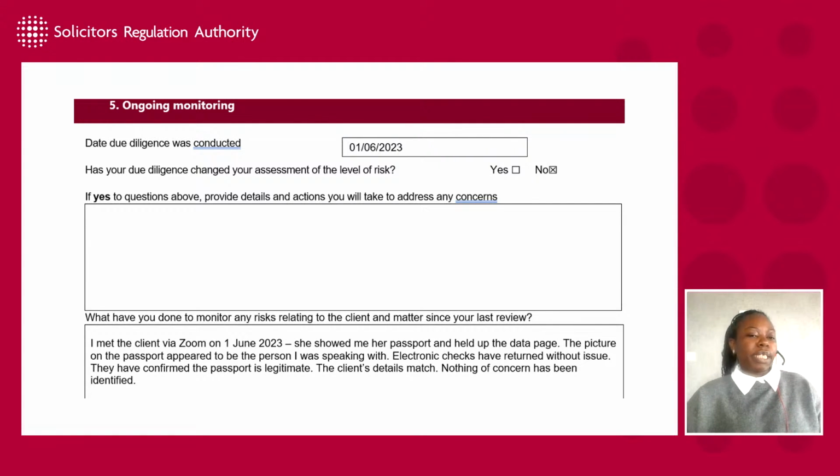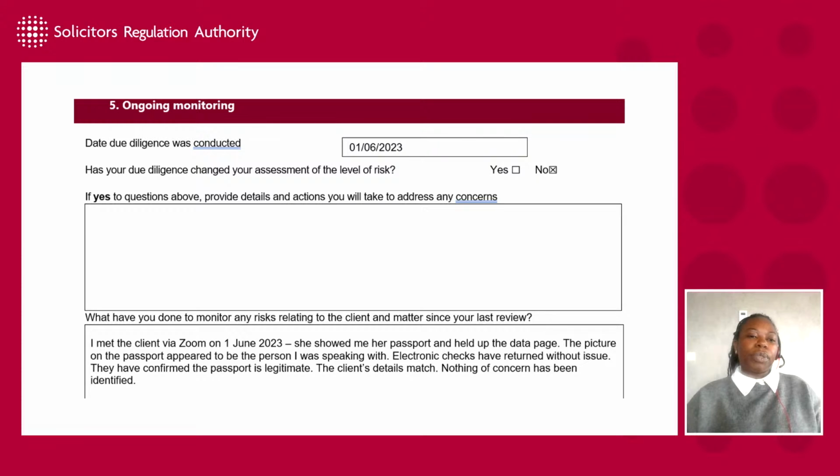So you should review the risk assessment if important new facts arise or at key stages in the business relationship, and you should be looking out for new instructions that do not fit in with the profile of the client or are not consistent with the previous work you've undertaken for the client in the past.